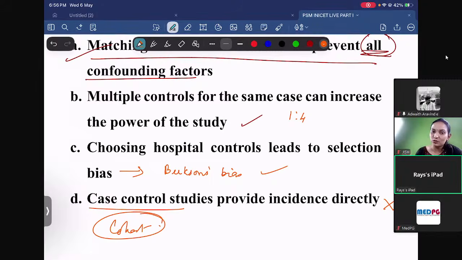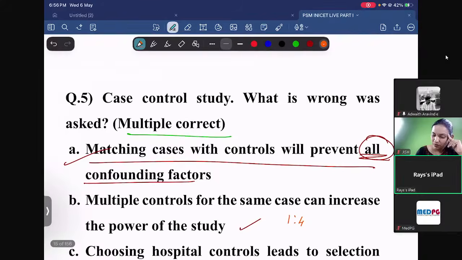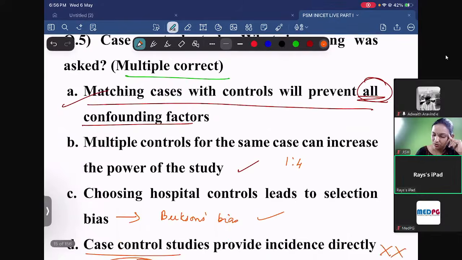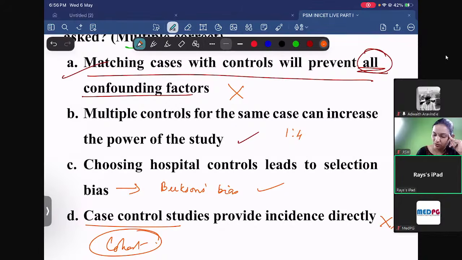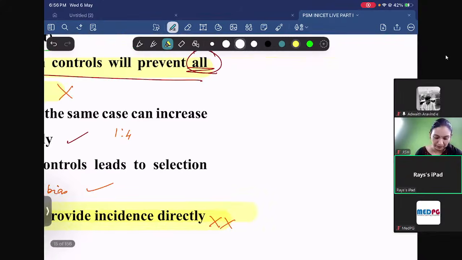Case control studies are retrospective studies where you take in known cases, that is diseased people and people who are not diseased, and then retrospectively try to find out about the exposure status. So incidence can never be found out in a case control study. So that is wrong. So here, which are the answers we have? What is wrong is this first statement, and your last statement is also wrong. So options A and D would be the correct options here. Okay. Moving on to the next question.